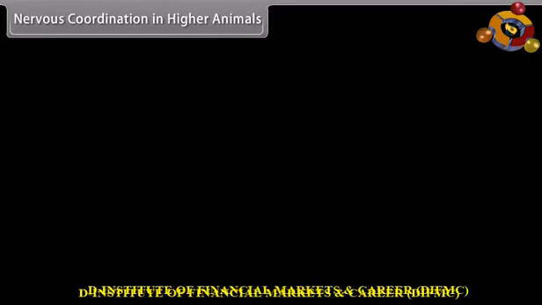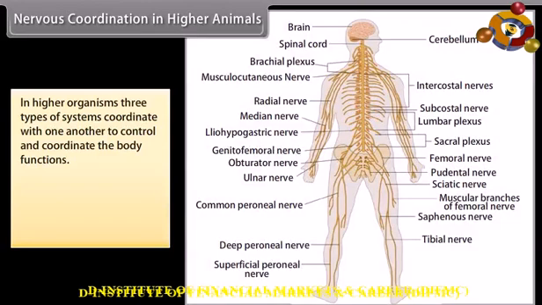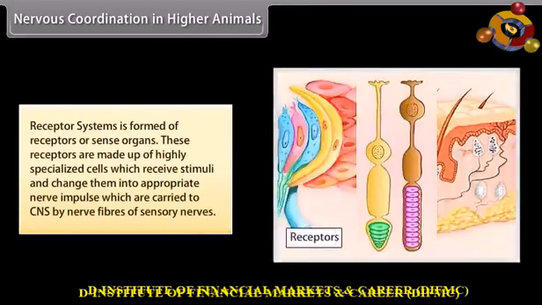Nervous coordination in higher animals. In higher organisms, three types of systems coordinate with one another to control and coordinate the body functions. They are receptor systems, nervous system, and effector system. The receptor system is formed of receptors or sense organs. These receptors are made up of highly specialized cells which receive stimuli and change them into appropriate nerve impulses, which are carried to the CNS by nerve fibers of sensory nerves.